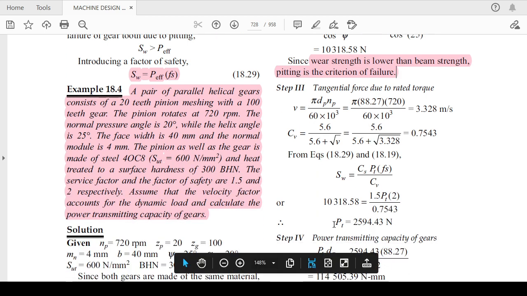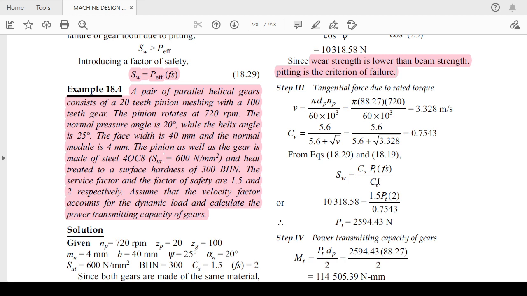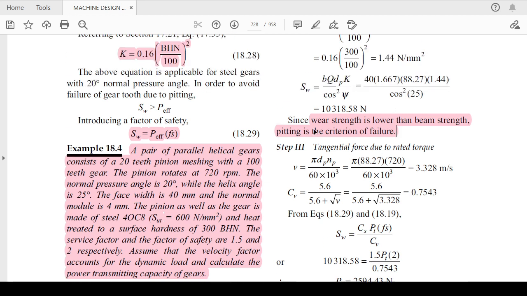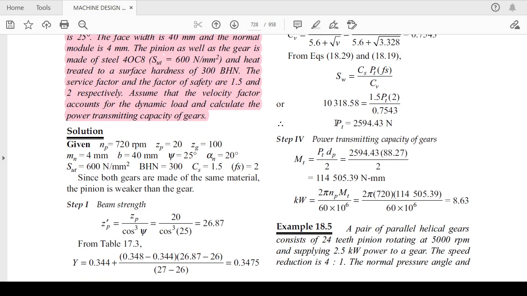Before calculating PT, note that the beam strength is CS PT, factor of safety, divided by CV. So you have to calculate the pitch line velocity for the calculation of CV, the velocity factor. Then calculate PT here, because SW, the wear strength, is known to you, which you have already calculated and which is the lower one. If the beam strength was lower, you would take the beam strength formula here for calculating PT. In this way you can calculate PT.